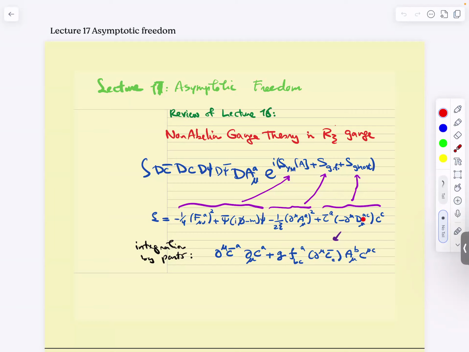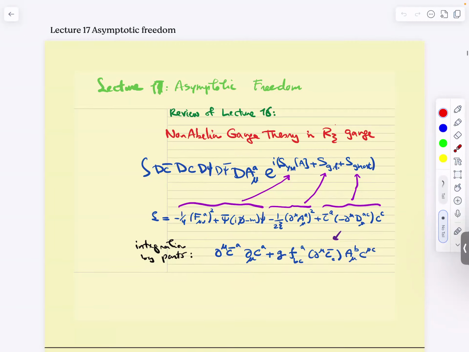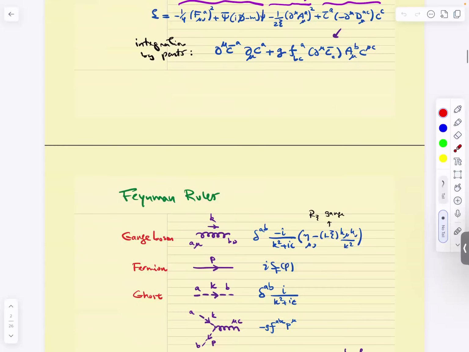Integration by parts will turn this action for the ghost into something more familiar, canonical, which is the kinetic term for the ghost anti-ghost, plus an interaction term that couples the derivative of the anti-ghost or ghost to the gauge field. So this is a ghost anti-ghost vertex with the gauge field, the gauge boson.